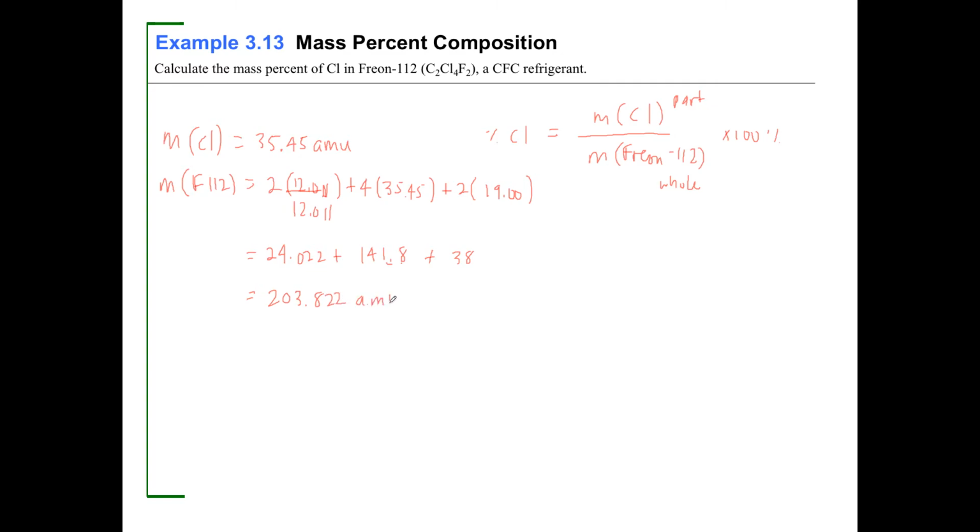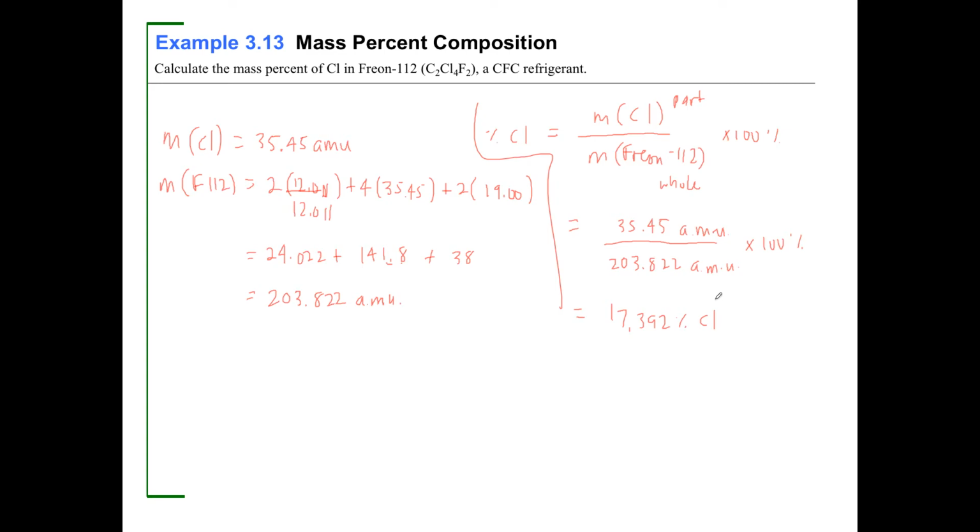203.822 AMU, right? And now I'm ready to calculate this. This is 35.45 AMU. This is 203.822 AMU times 100%, which is equal to 17.392 percent chlorine. All right.